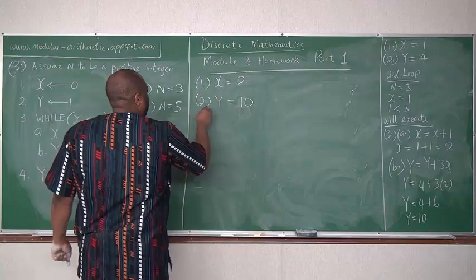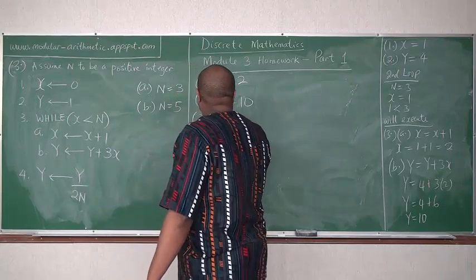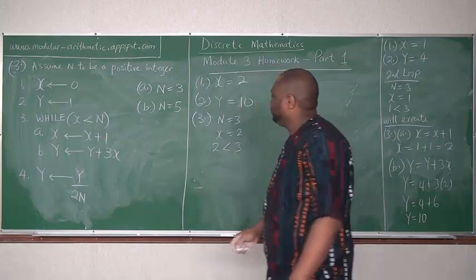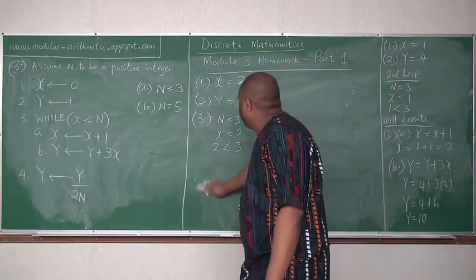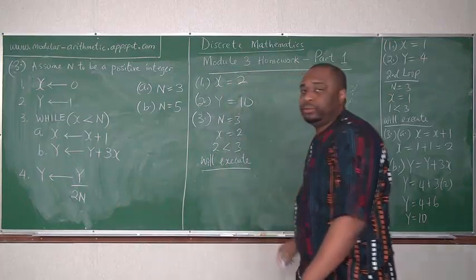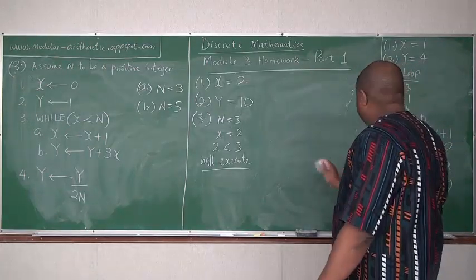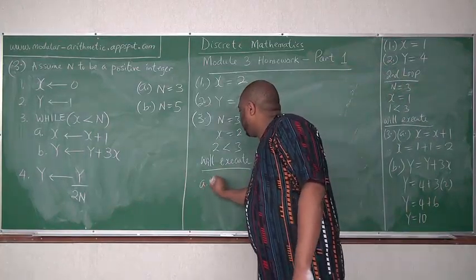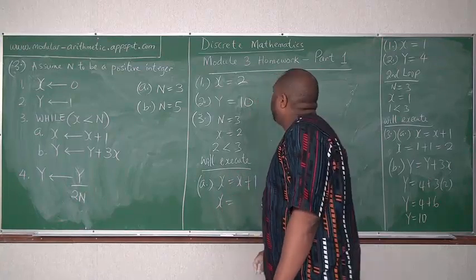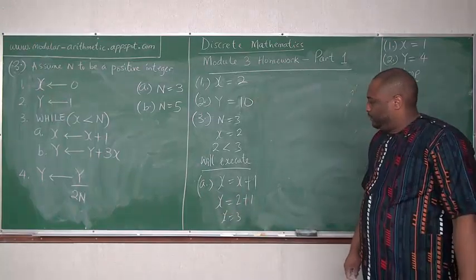Then number 3 here, while x is less than n, so our n is 3. Our x is 2, so 2 is less than 3, so it will execute. And then the next one is the a part. The x is x plus 1. So x will be 2 plus 1. X will be 3.